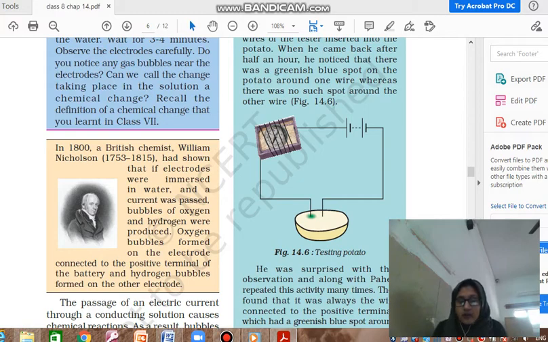Oxygen bubbles formed on the electrode connected to the positive terminal of the battery, while hydrogen bubbles were getting formed on the other electrode. One more thing to note here: oxygen bubbles were seen on the positive terminal electrode, that is the anode. Why? Because oxygen is negative and hydrogen is a positive ion. I'll tell you about this. This is the reason: the negative goes to positive and the positive goes to negative. That phenomenon takes place here also.